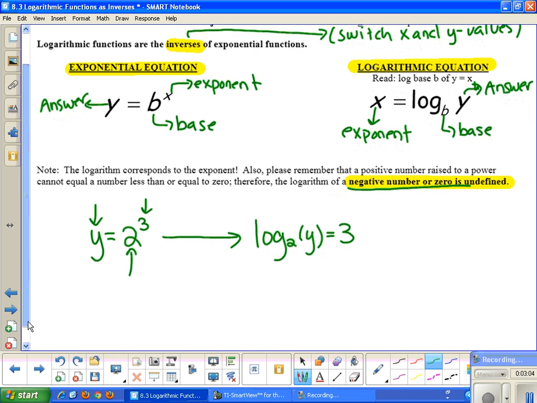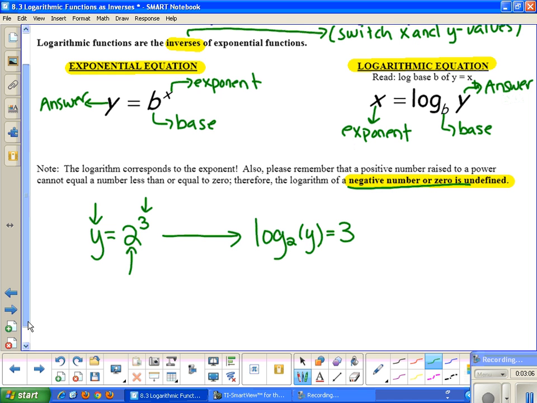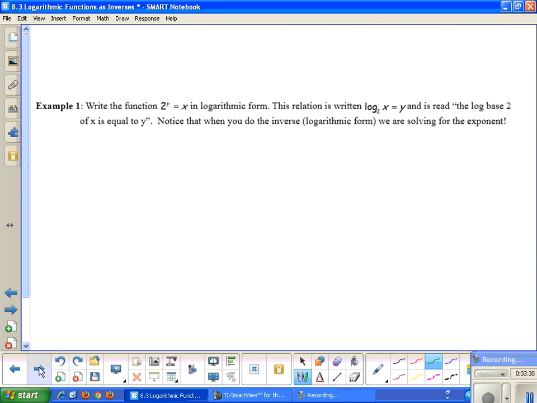So let's do another problem. Let's say instead of writing y, I could have written 8. So 8 equals 2 to the third power. That's the same thing we had over here. The log base 2 of 8 equals 3. And that's how we solve for our solutions.